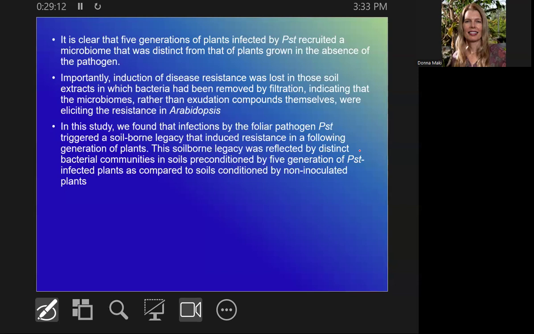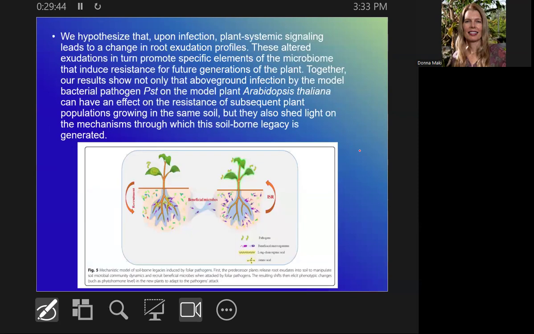So here in a foliar pathogen, so it's attacking the leaves, but what happened was it caused a shift in the root exudation pattern that impacted the microbes in the soil. They became altered because of it. And so they're saying, yep, it's a soil-borne legacy that allowed for the plant to resist disease in these last generation of plants they put into there. So really nice study.